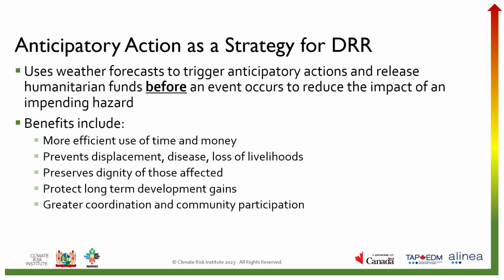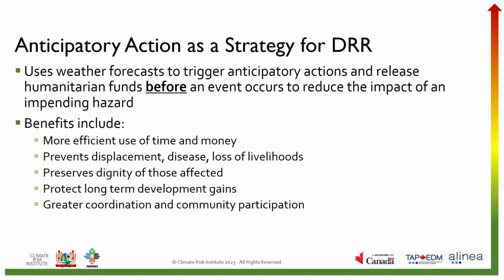Let's explore a strategy of disaster risk reduction known as anticipatory action. This strategy uses weather forecasts to trigger anticipatory action, which releases humanitarian funds before an event occurs to reduce the impact of the impending hazard. Anticipatory action has been implemented by various organizations around the world, including the Red Cross, the World Food Programme, the Food and Agriculture Organization of the United Nations, and the United Nations Office for the Coordination of Humanitarian Affairs.